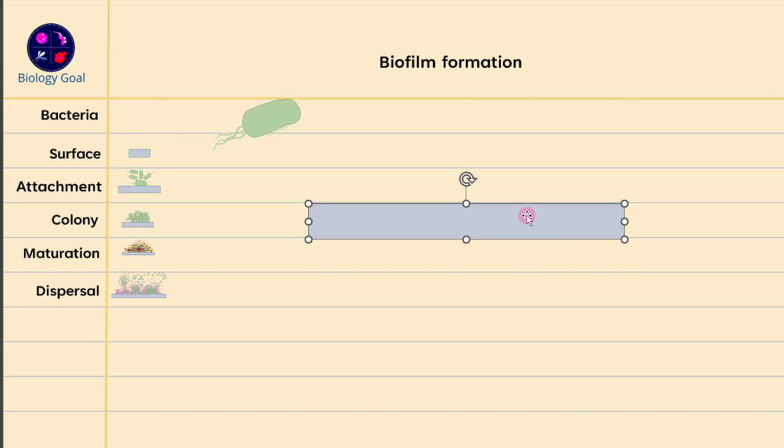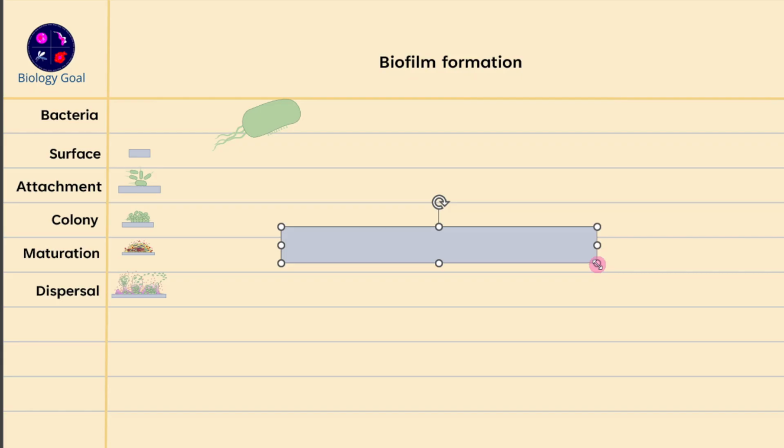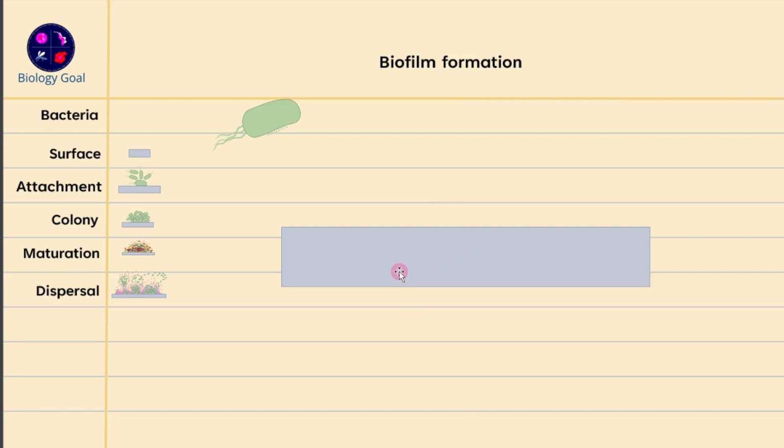Surface means it can be anything. I'm just creating a solid block over here. Surface, it can be anything. It can be abiotic surface, it can be biotic surface, right? And usually abiotic means non-living, biotic means living, so they can also form biofilms on human organs also, right? So what happens is, let's imagine the bacteria is motile and it's floating around like this.